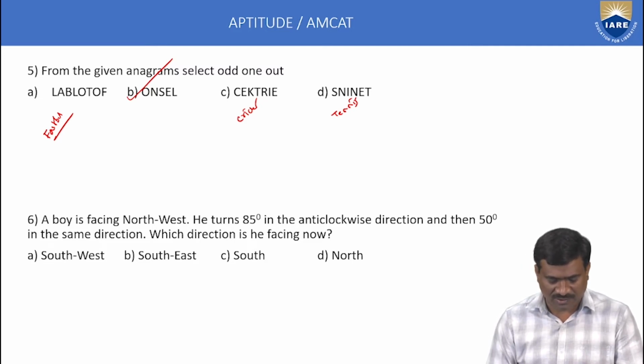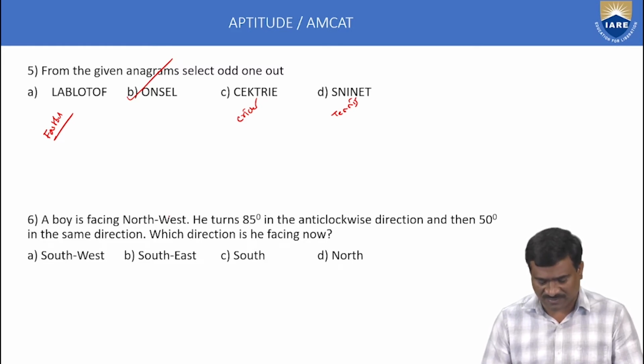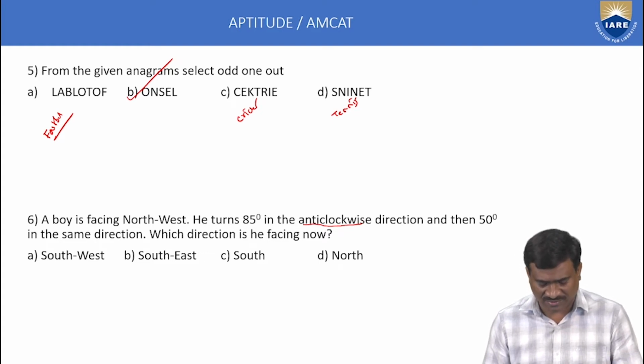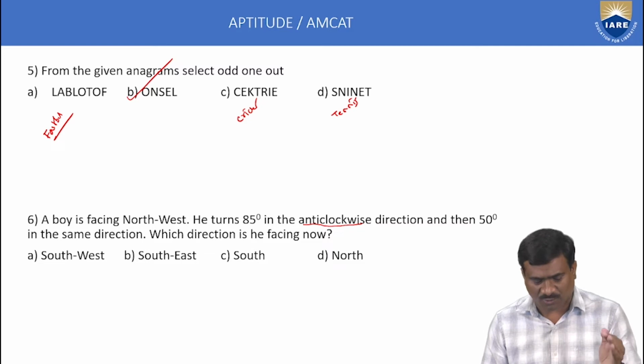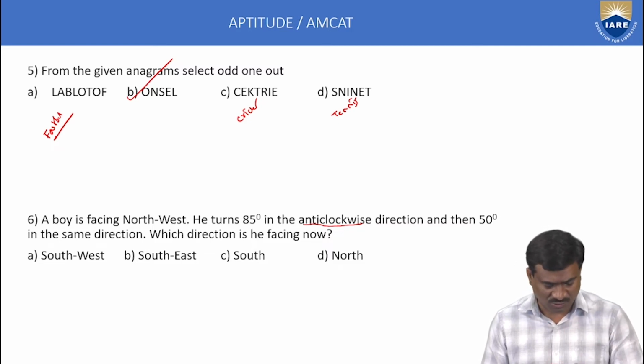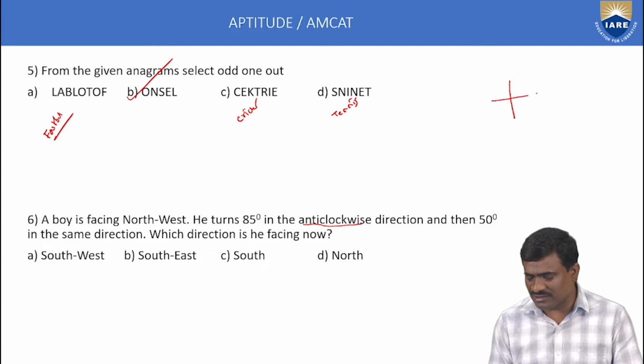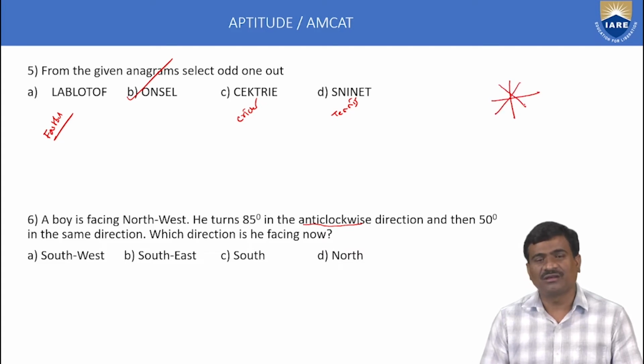A sixth example. A boy is facing northwest direction, a direction test concept. He turns 85 degrees in the anti-clockwise direction, meaning irrotational, and then 50 degrees in the same direction. Which direction is he facing now? A, southwest. B, southeast. C, south. D, north. In the direction concept, this depends only on the diagram, with direction arrow marks being important.